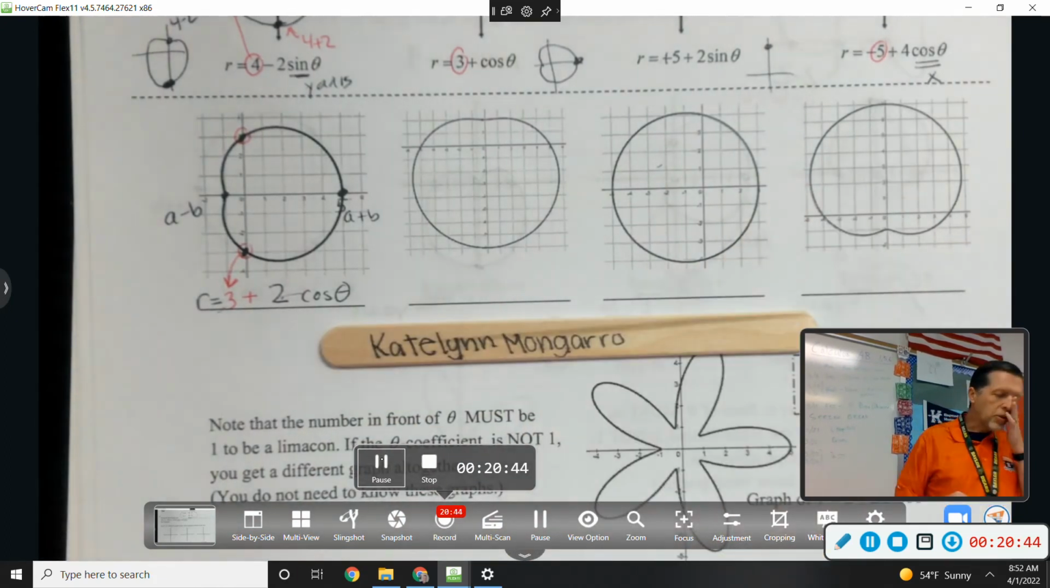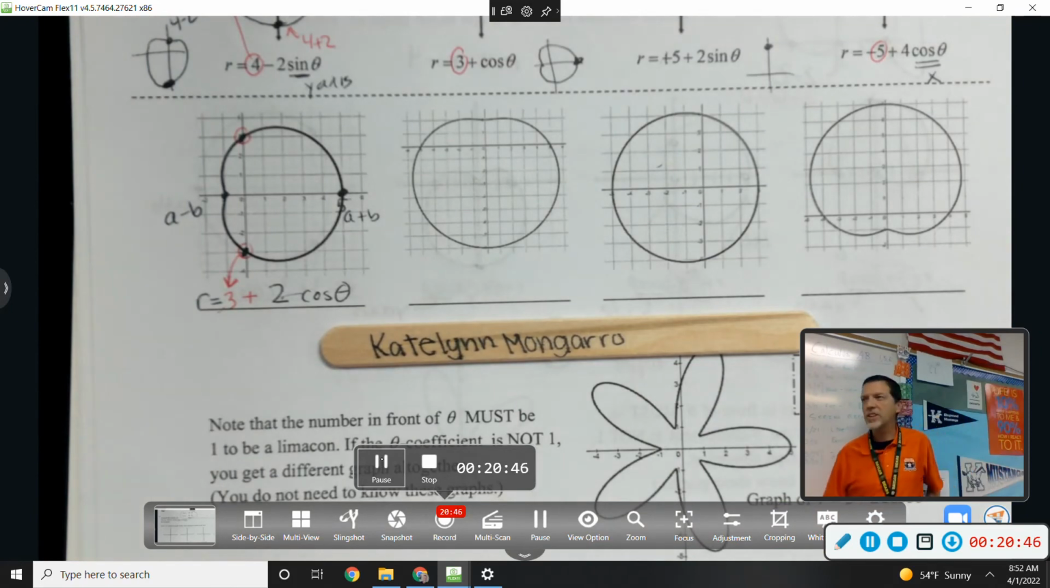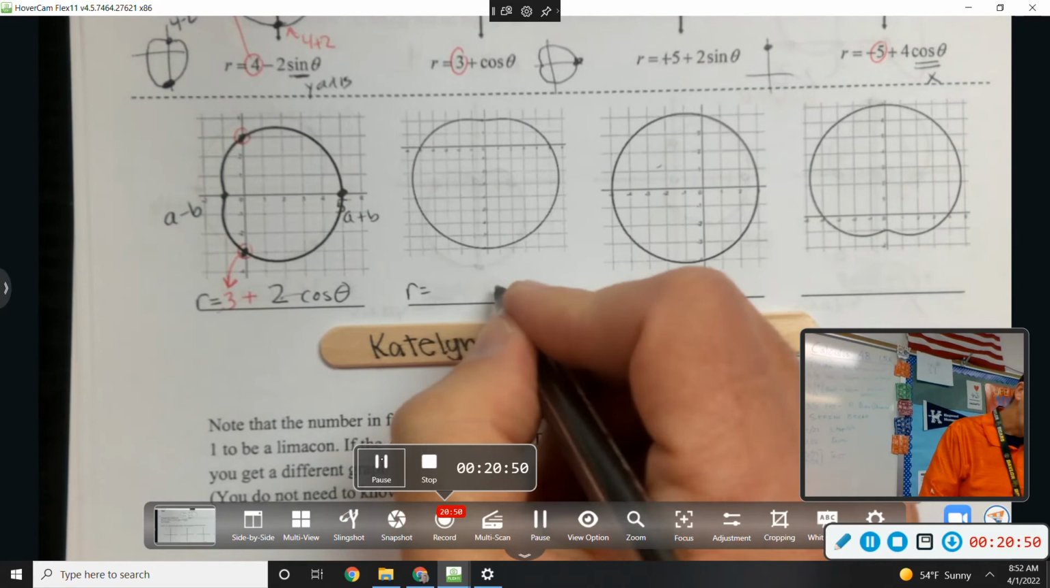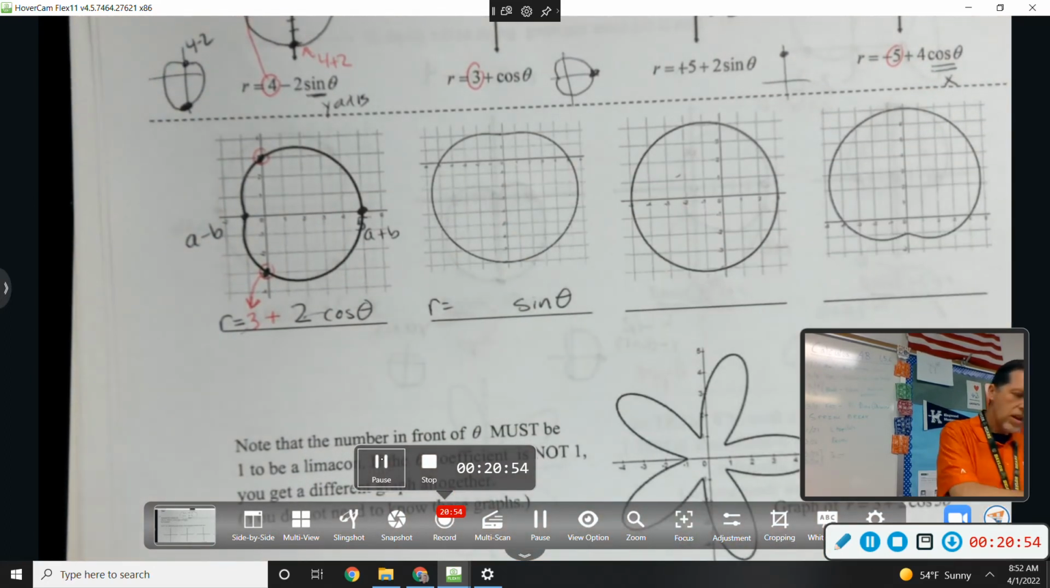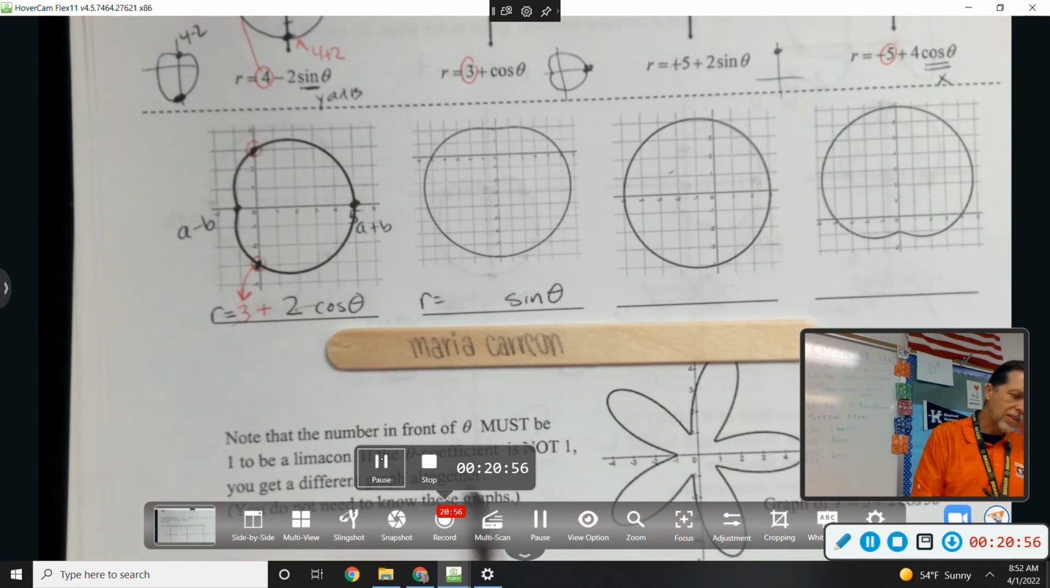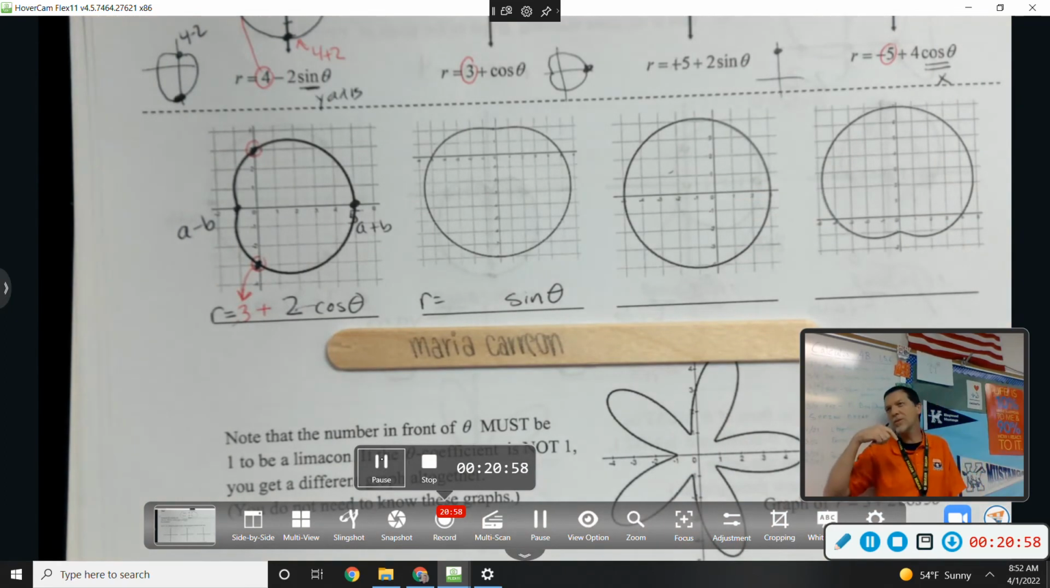Caitlin, on number 2, is it sine or cosine? Definitely sine. Maria, it's like it's upside down. It's pointing down. What is that? Why is it pointing down? What would make that happen?